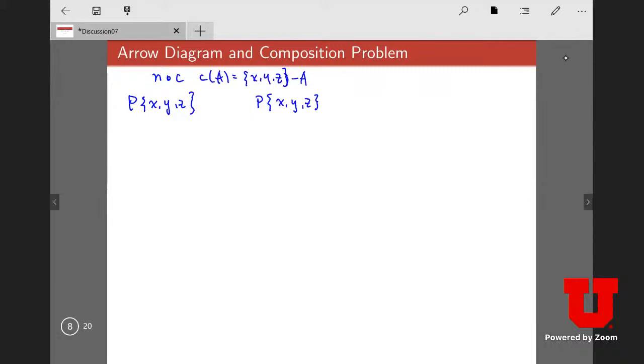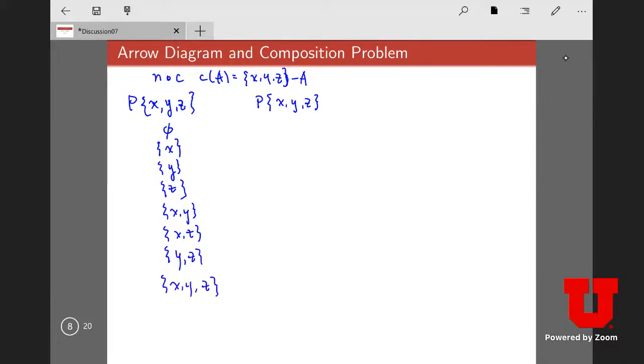So first of all, what is the domain? The power set of XYZ. First thing is the empty set, X, Y, and Z, and then XY, XZ, and YZ, and then the three altogether. Awesome. Right, and then we have the same thing on the right side.